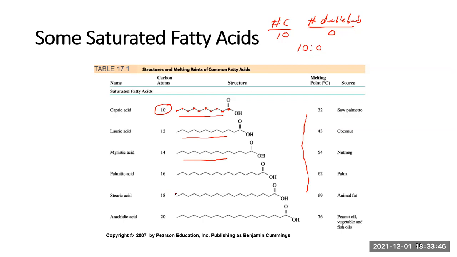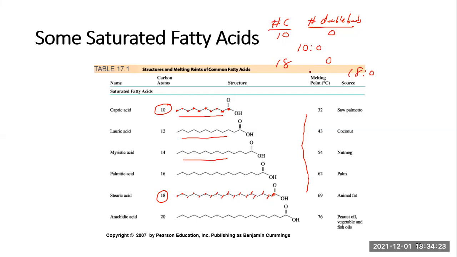We look at our 18 here again, 1, 2, 3, 4, 5, 6, 7, 8, 9, 10, 11, 12, 13, 14, 15, 16, 17, and again 18 right there. And it has no double bonds. This is what is sometimes referred to as an 18 to 0 fatty acid. So sometimes fatty acids are referred to by a number and another number. First number, again, is how many carbons there are. Second number is how many double bonds there are.